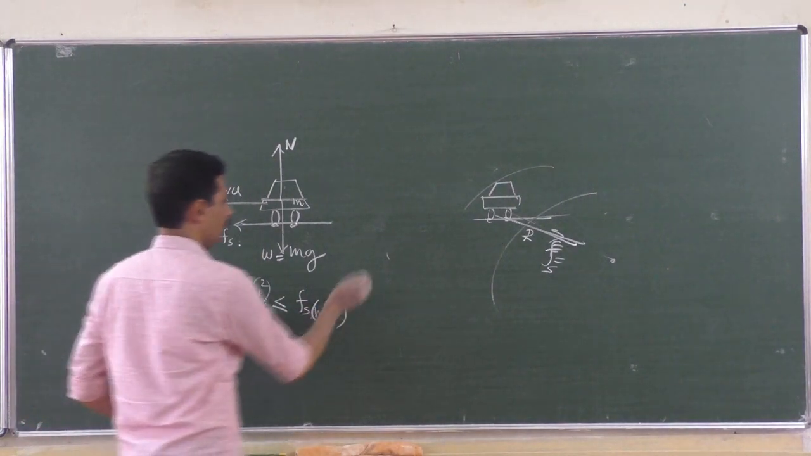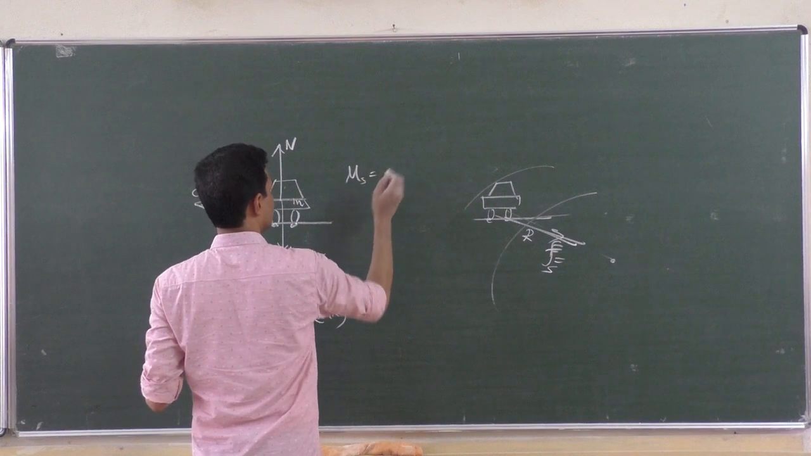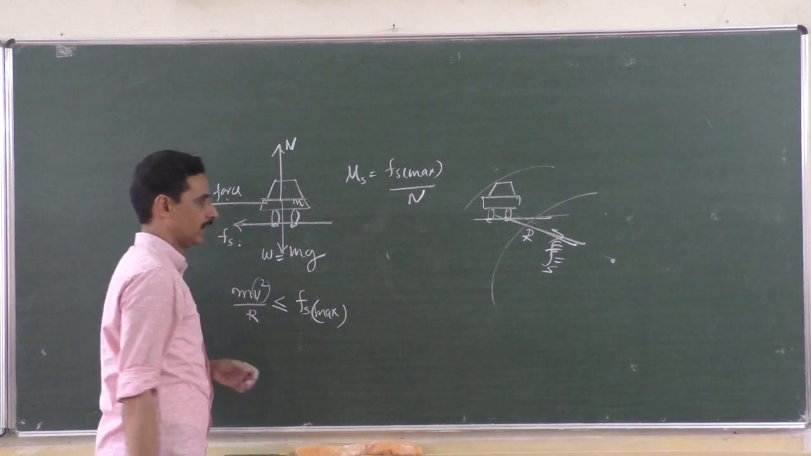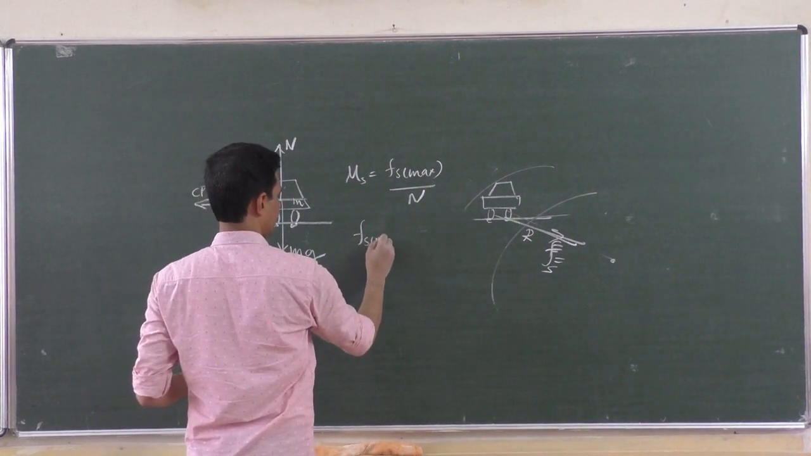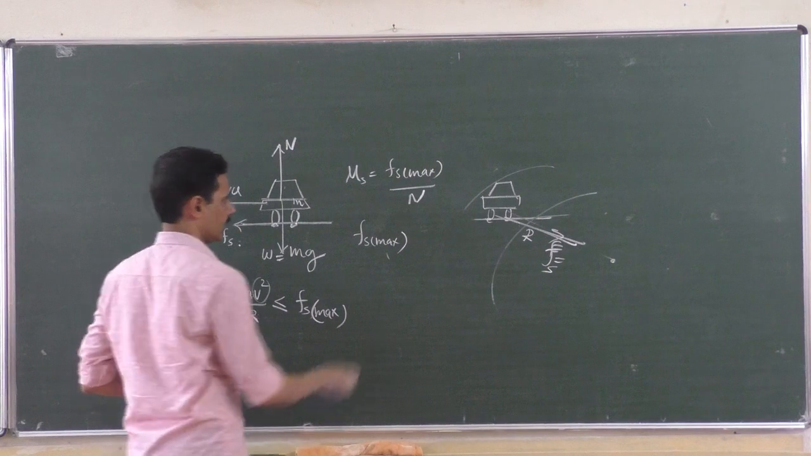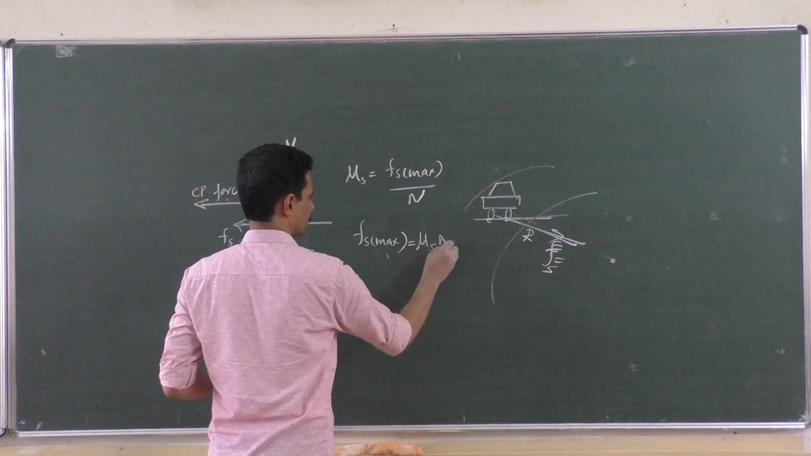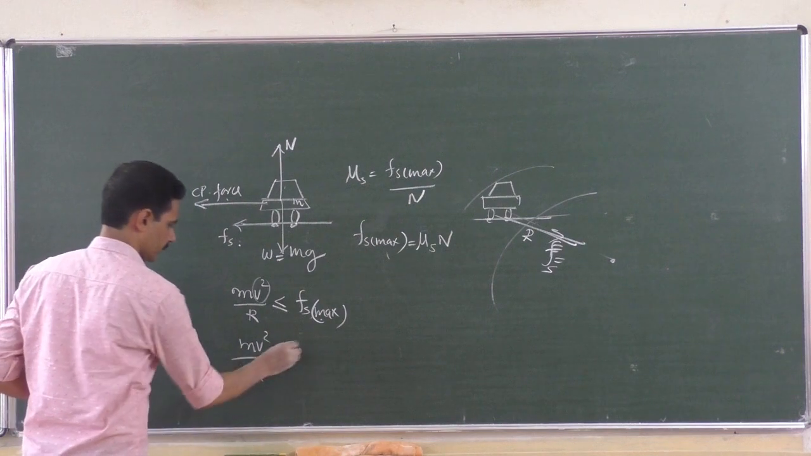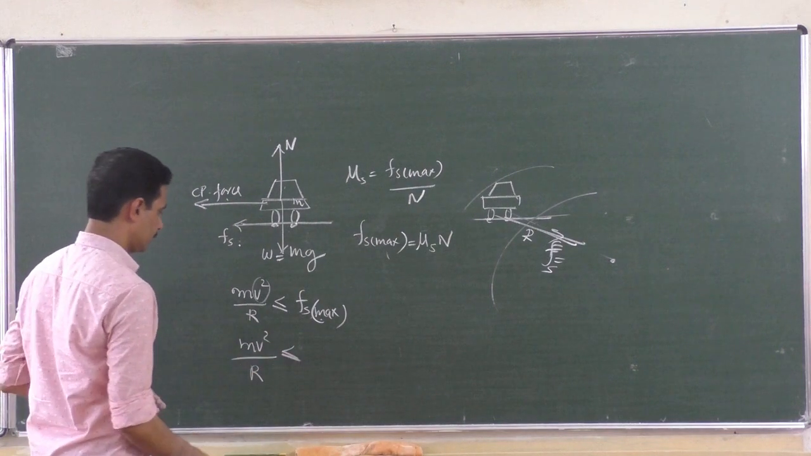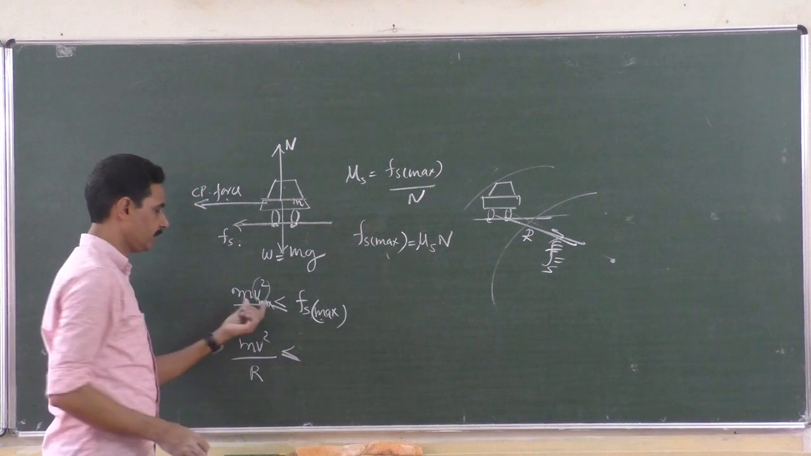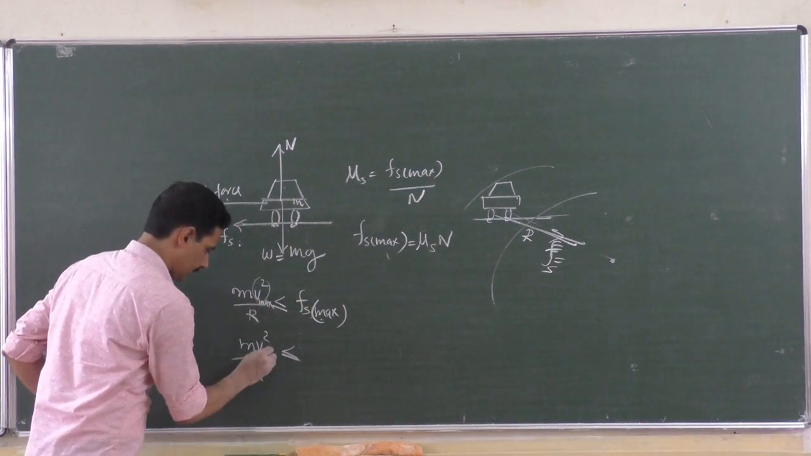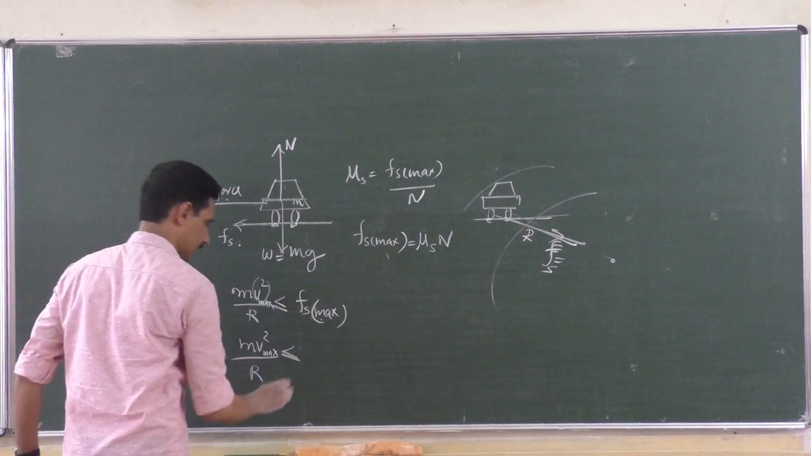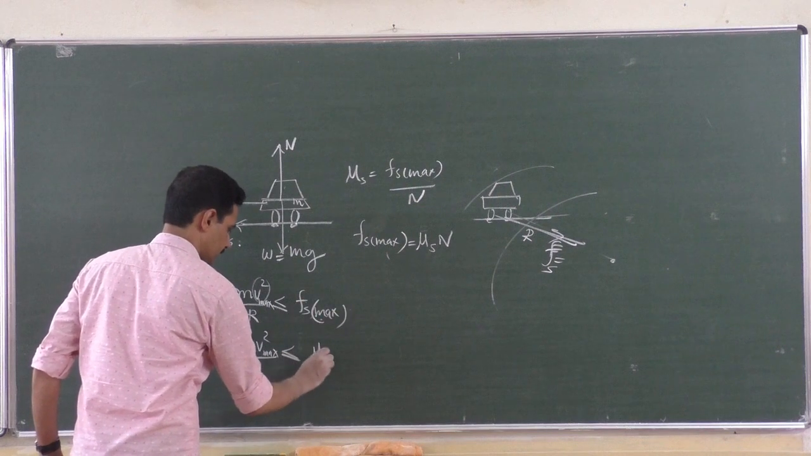What is Fs maximum? You know, the coefficient of static friction is equal to Fs maximum by normal reaction. We know all this. So what is Fs maximum? Fs maximum, that is the maximum static frictional force, is equal to mu s into N. The maximum velocity with which I have to take a turn must be within the frictional force which is available here. That is Fs maximum, which is mu s into N.